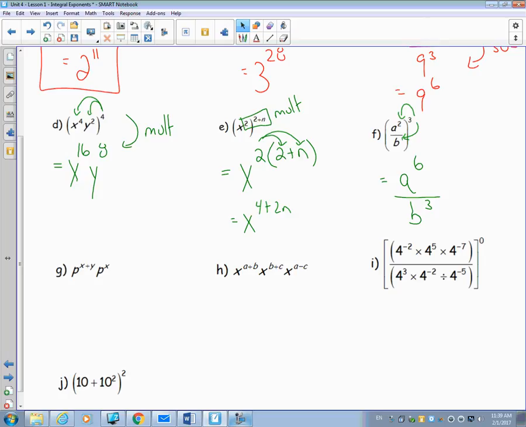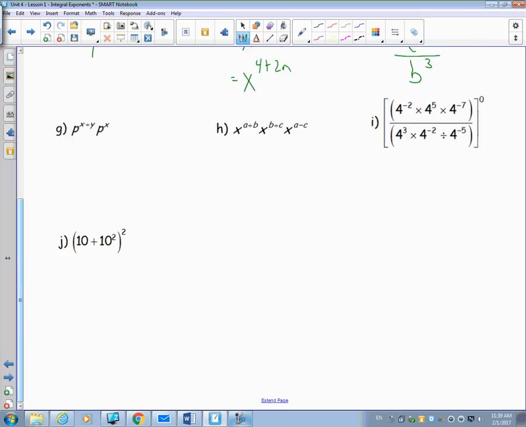Next step. What do we notice here? p to the x plus y times p to the x. What am I supposed to do when I multiply bases? I'm supposed to add my exponents. So I get p to the x plus y plus x, or in other words, p to the 2x plus y.